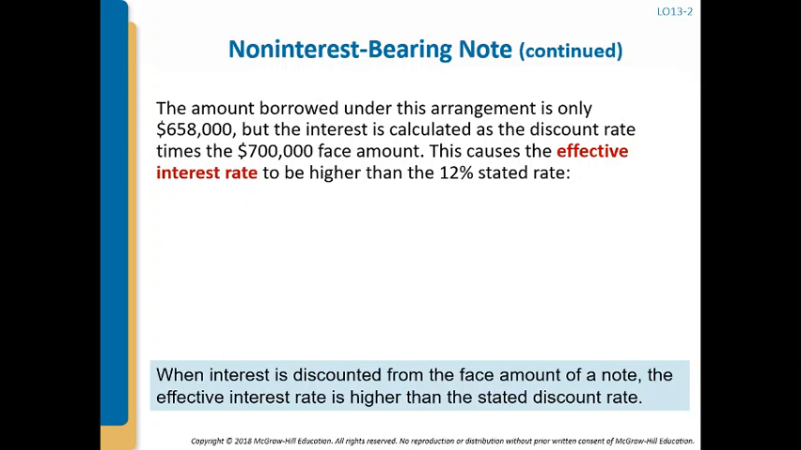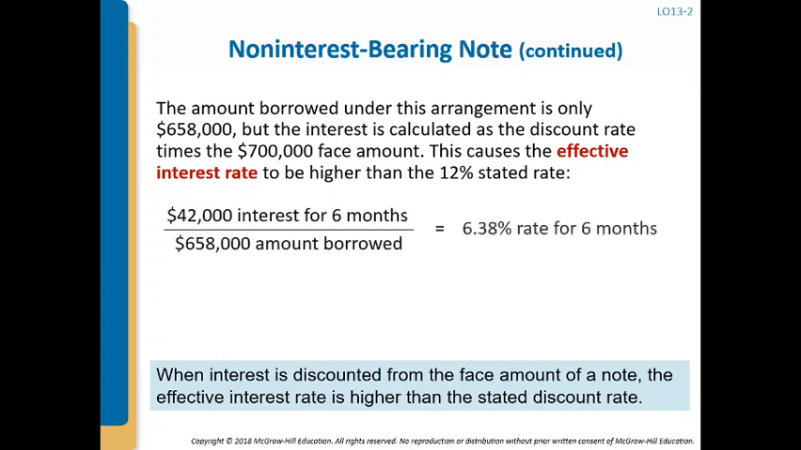Now, the authors note here that because you're only receiving $658,000 effectively here, but you're calculating interest on $700,000, your effective interest rate is actually higher than 12%. Of course, that's an annual rate.